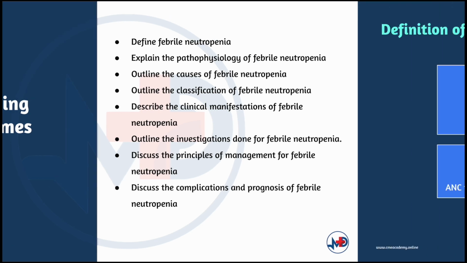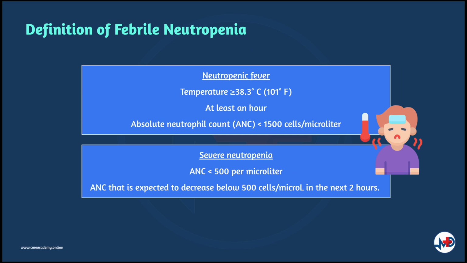Let's get started. Neutropenic fever is when there's a single oral temperature greater than or equal to 38.3 degrees or a temperature of more than or equal to 38 degrees for at least an hour with an absolute neutrophil count of less than 1500 cells per microliter. In severe neutropenia, the absolute neutrophil count is less than 500 per microliter or is expected to decrease below 500 cells per microliter in the next 2 hours.